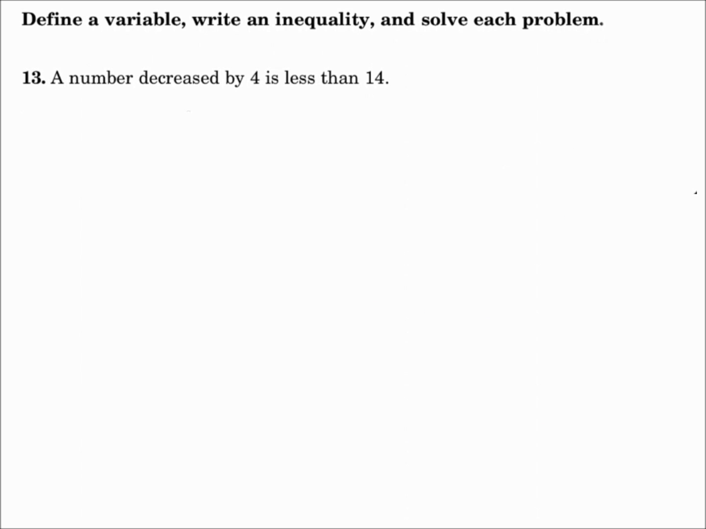Define a variable, write an inequality, and solve. Number 13. A number decreased by 4 is less than 14. Well, our variable will be a number. So where it says a number, that's where our variable will go. Pick any letter you like. I'll choose N. So let's write it out. A number, that's N, decreased by, that's subtracting, 4, there's 4, is less than, that's the less than symbol, 14.